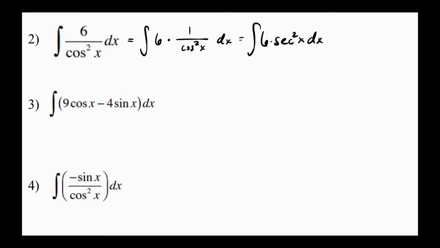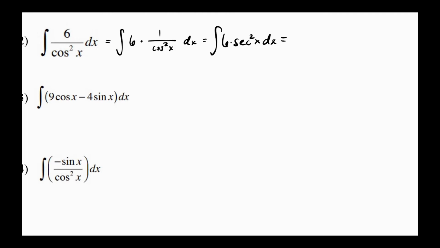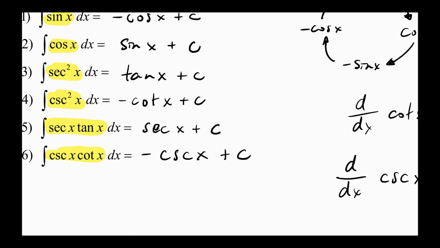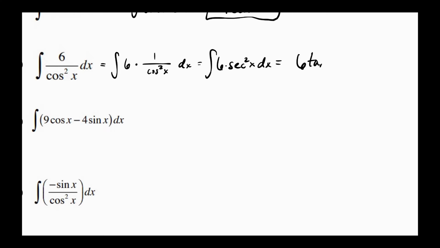Now that I know that, I can solve this one just like I did the one right before. Move the 6 to the front. Don't worry about the 6. Find the antiderivative of secant squared. The antiderivative of secant squared is tangent x plus c. Done.